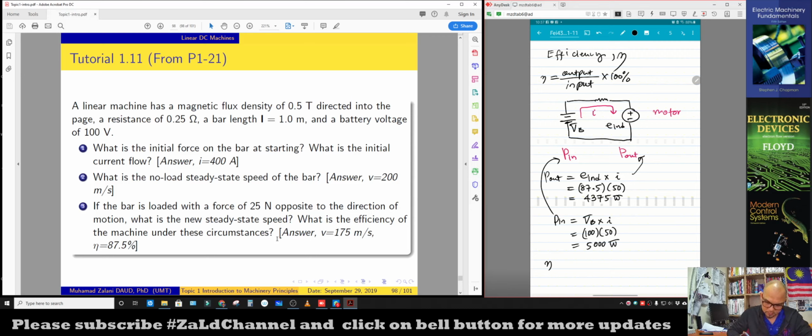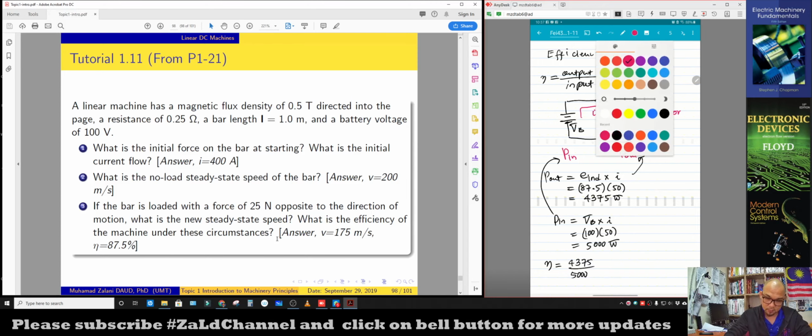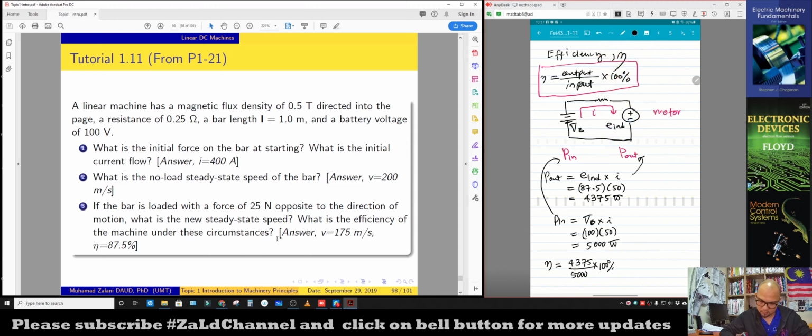So we can say that the efficiency can just use the output power, 4375 divided by 5000, using this equation for efficiency, times 100%, then we get about 87.5%. So that is the efficiency. Okay, that is the efficiency of the motor. So up to this stage, the discussion of this linear DC machine is about the motor. It is not about the generator action, just motor action. Okay, this question is quite straightforward.